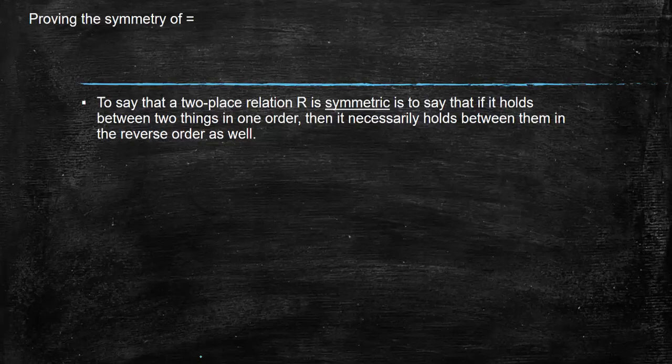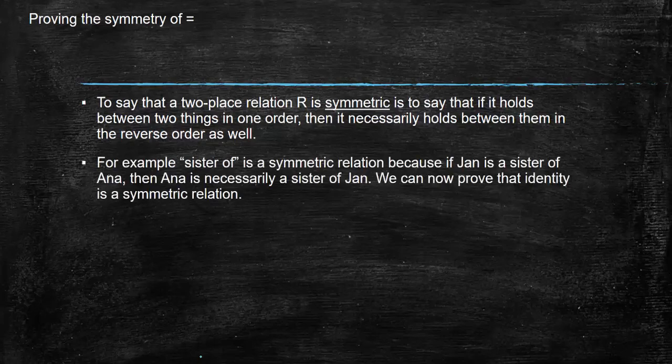So let's prove the symmetry of identity. So what is symmetry? Well, to say that a two-place relation is symmetric is to say that if it holds between two things in one direction or one order, then it necessarily holds between them in the reverse order as well. For example, sister of is a symmetric relation because if Jan is a sister of Anna, then Anna is necessarily a sister of Jan. So we can prove that identity is a symmetric relation as well. And the way we would prove it is to prove this as a theorem.